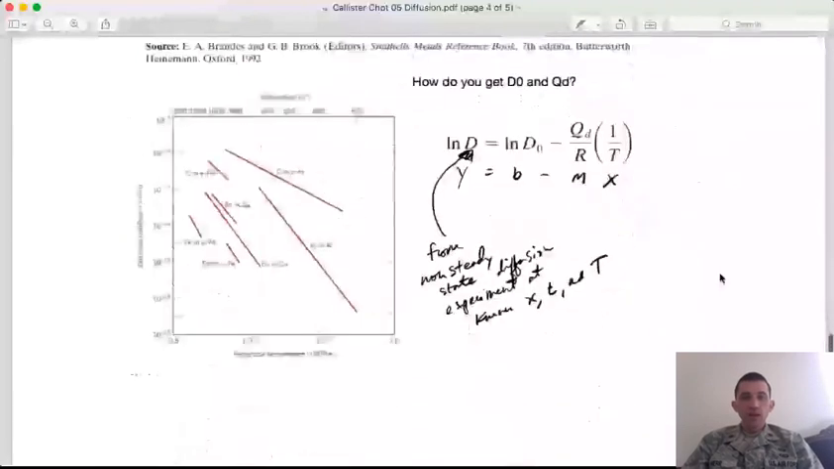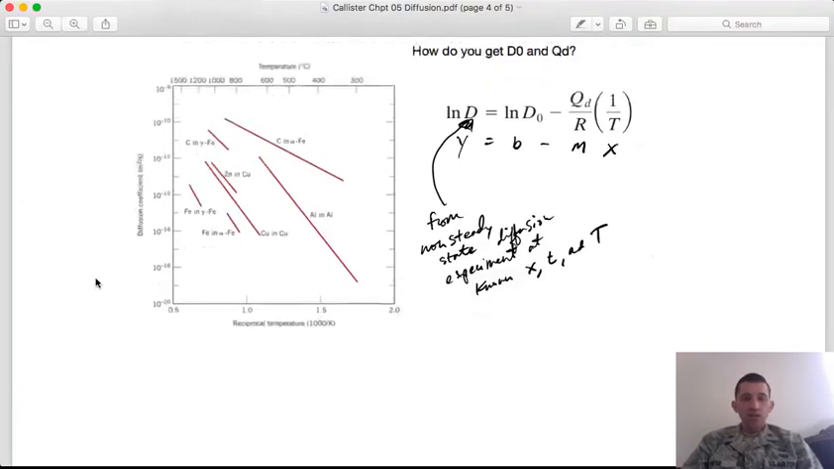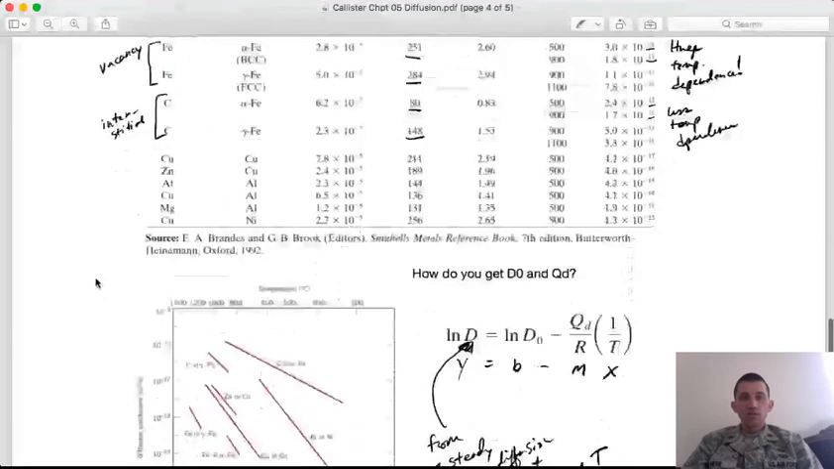Then I can plot my temperature and my diffusivity, or my reciprocal temperature, 1 over T, and diffusivity. And I will get a line if I plot the log of the diffusivity versus the reciprocal temperature. If I fit an equation to that line, the y-intercept gives me my D naught, and my slope gives me my activation energy. So you can do a bunch of experiments, figure out these lines, and then extract what your different diffusion parameters are.